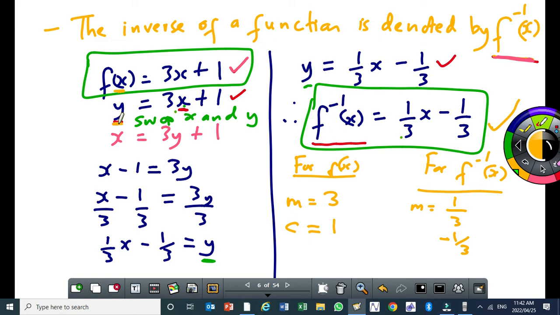Okay. Can you look here? So from here, we're following that. So we swap x and y, right? Then we make y the subject. So right here, make y the subject. That's the procedure. So you start by replacing f of x by y, then you swap x and y, then you make y the subject. Okay? So if you make y the subject, you get to this point. y equal to a third x minus a third.